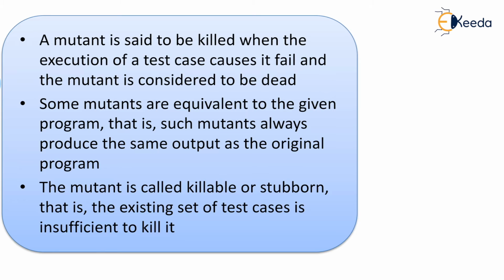So, when is a mutant stubborn? Stubborn means unwilling to give up. The mutant is called stubborn when the existing set of test cases is insufficient to kill it. I don't have enough test cases to prove whether my tests fail or whether the program provides the expected output. So I don't have a sufficient number of test cases designed, and I cannot kill the stubborn mutants.